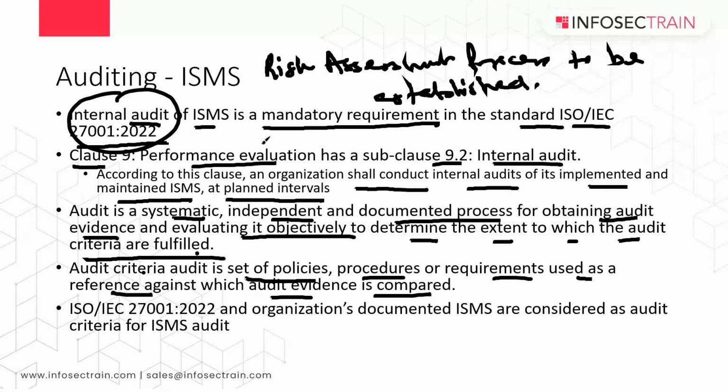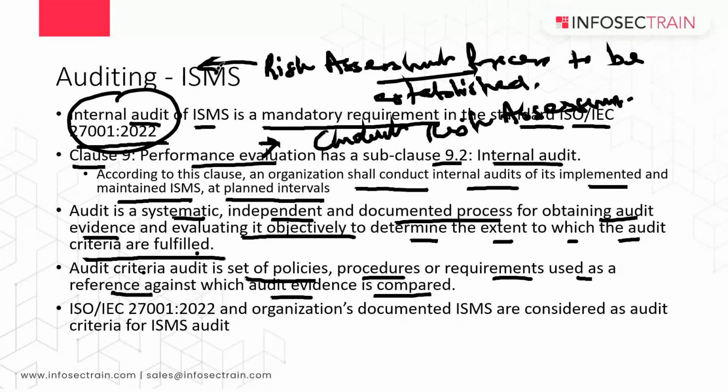Then there is another requirement, conduct risk assessments. Now, risk assessment process is a requirement under clause 6. Conducting risk assessment is a requirement under clause 8, the do part of PDCA. So we will be looking at risk assessment reports. So the risk assessment report will be an audit evidence. And the criteria would be that particular clause which requires that the risk assessment to be conducted.